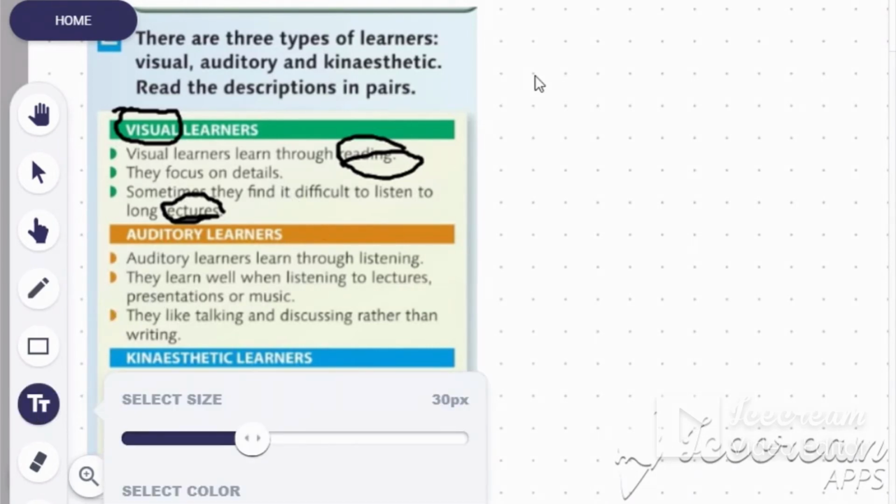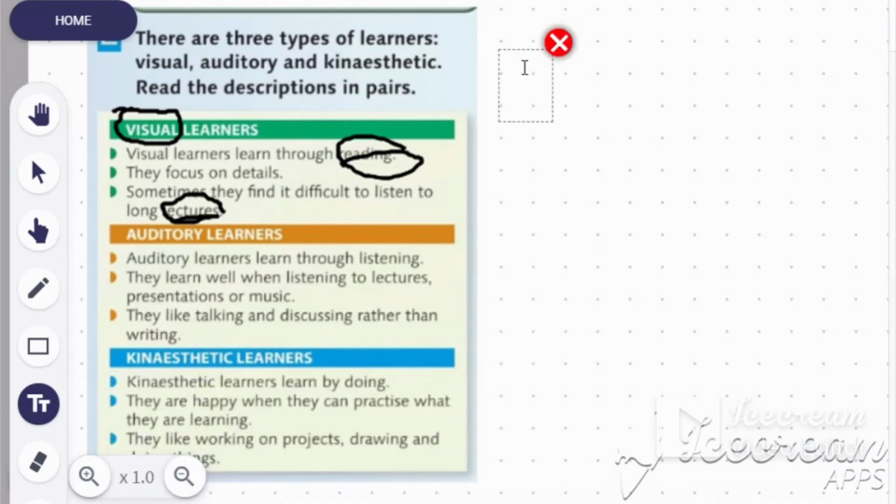So the word visual, I write it there. Visual means, what does it mean? It means متعلم بصري. Visual learner means متعلم بصري. They like to see the word, so they learn them.